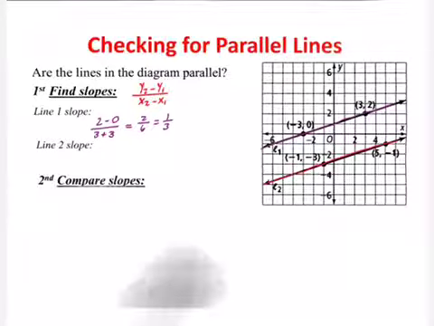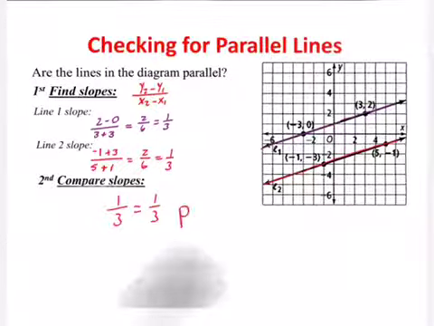Line 2, we'll go negative 1 minus a negative 3, so plus 3, over 5 minus a negative 1, so plus 1. So we've got 2 over 6, which equals 1/3. Well, we should notice that the slopes are equal. So this means the lines are parallel.